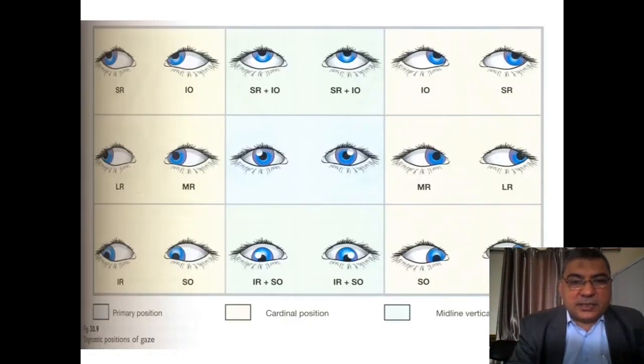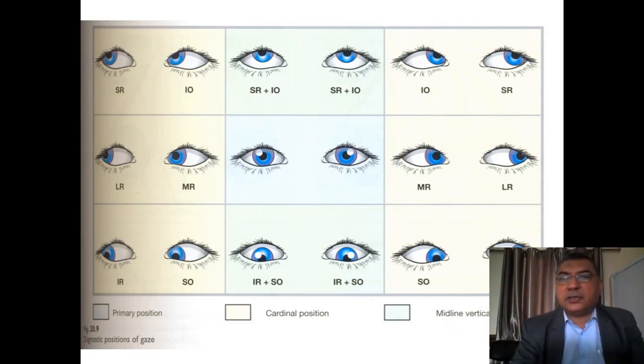So in these positions we will have an idea in a few seconds whether these muscles are acting and active, or paretic or paralyzed. So we can differentiate by this ocular motility test between the paralytic and non-paralytic types of ocular motility disorders, or strabismus.